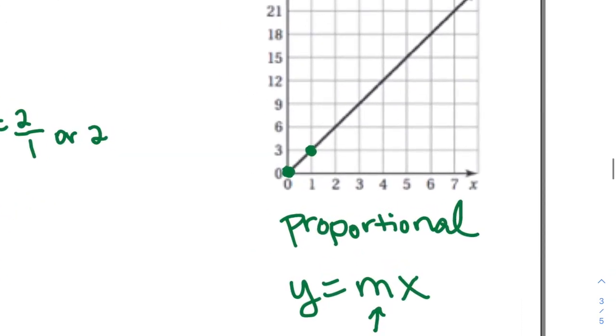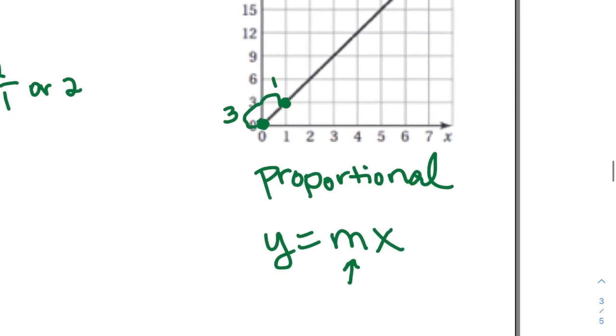Now be careful. This graph does not go up by ones. Notice that it's going up by threes right here. So when we go up, that's going up by 3, and then when we go over, it's going over by 1. So the slope of this problem is 3 over 1. So your equation then is going to be y equals 3x.